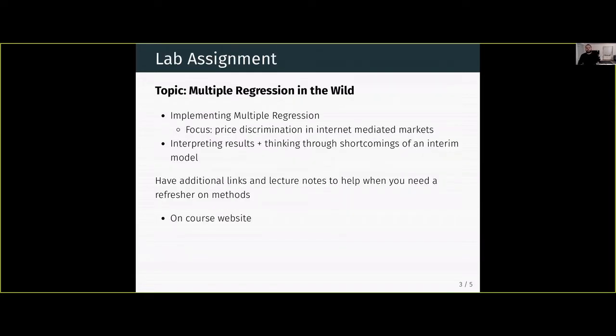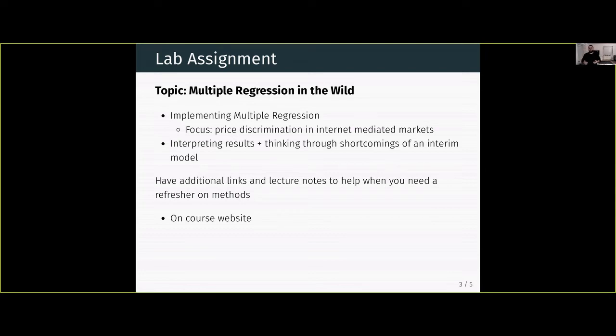In addition to the video lecture, there's the lab assignment, which I want you to be working on in your own time. The lab assignment is going to take a step back from running an experiment or interpreting what happens in a natural experiment to make causal claims, and just think: suppose we run a linear regression, so y equals x1 beta 1 plus x2 beta 2. How do we interpret the regression coefficients that come out of such a model? And what might the shortcomings be of a set of interim models that we gradually extend?